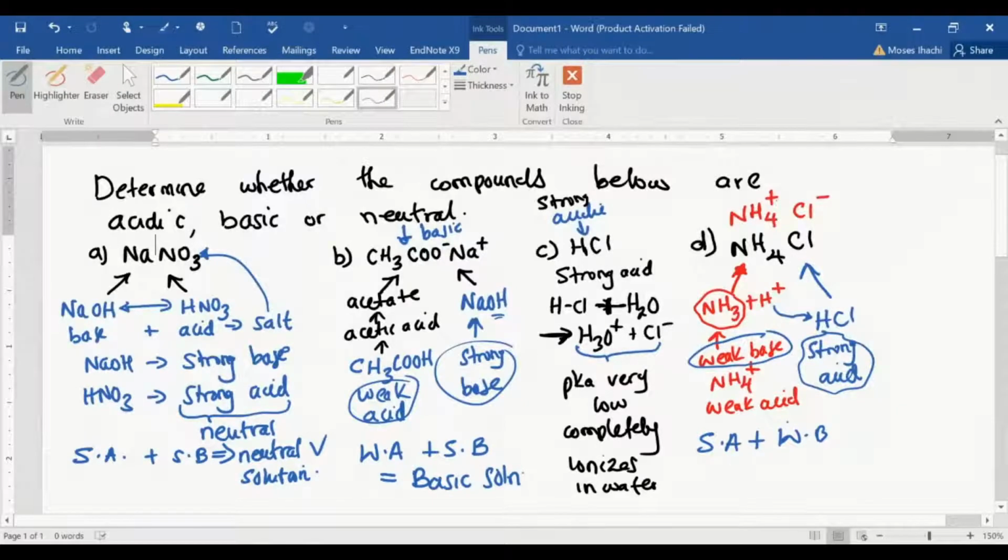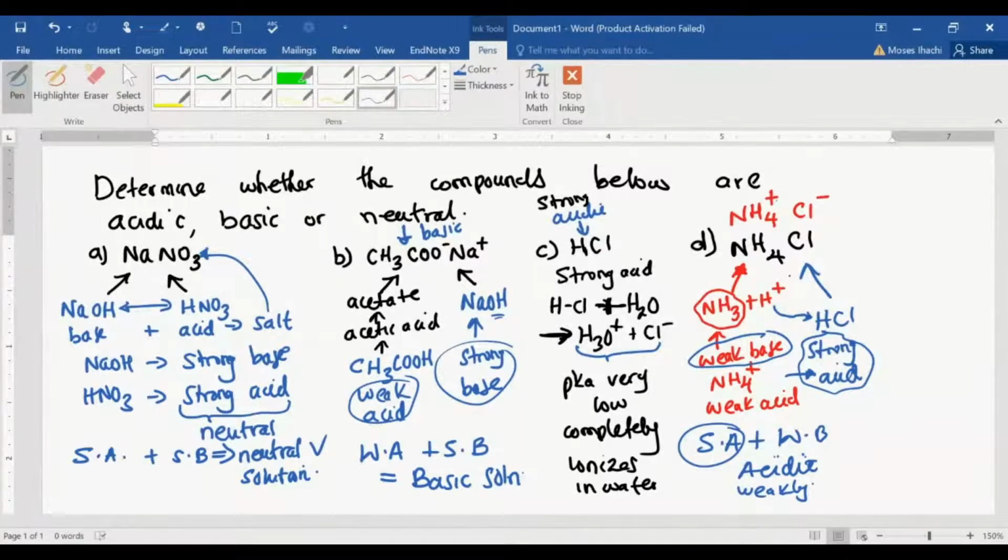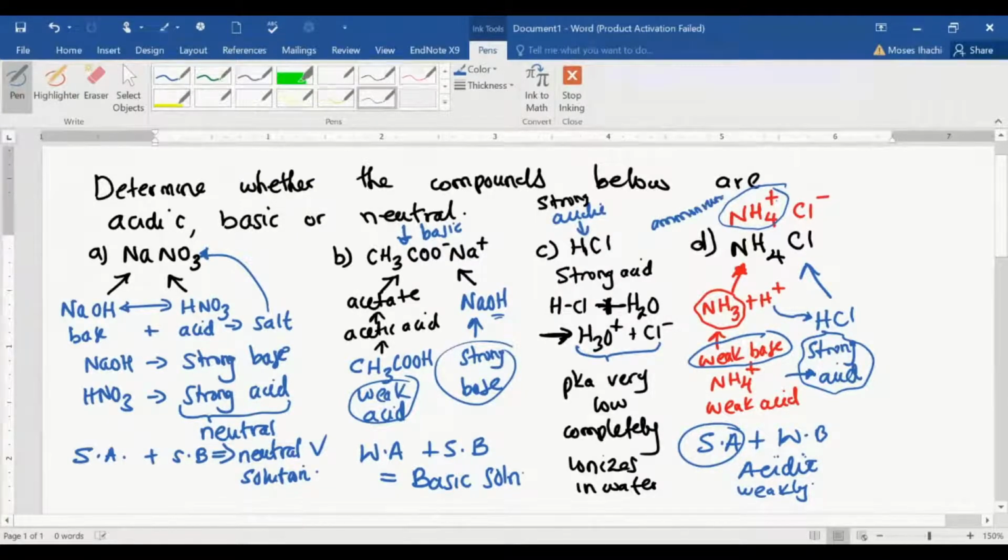So obviously the strong acid will win over the weak base. So this solution is acidic. Like I said, some chemists argue it's a strong acid, some argue it's a weak acid. For me, I would say the solution should be weakly acidic, because ammonium does not completely ionize in water to give H plus. So I would take it to be weakly acidic. So the salt here is weakly acidic.